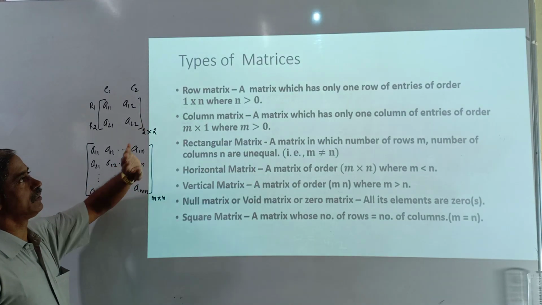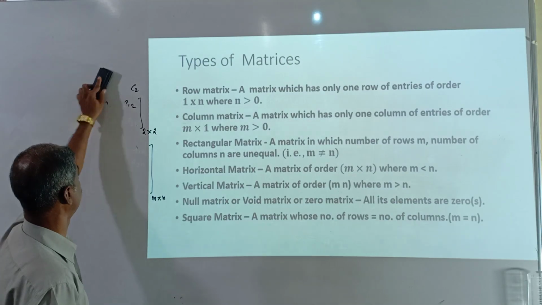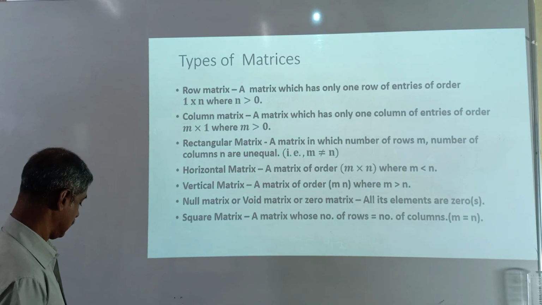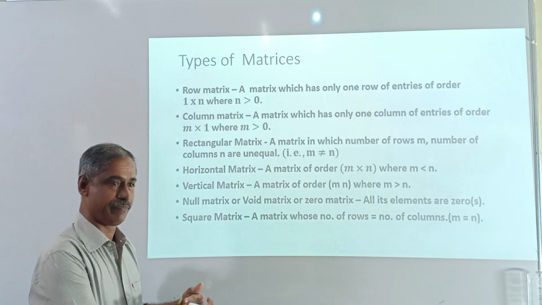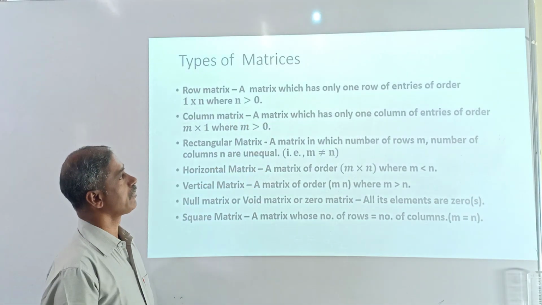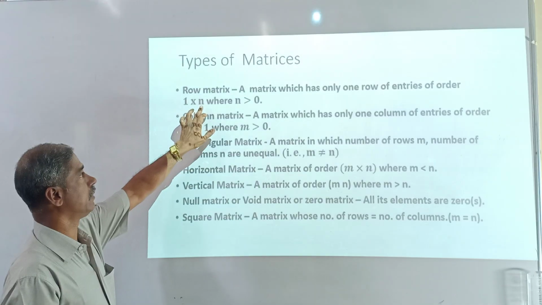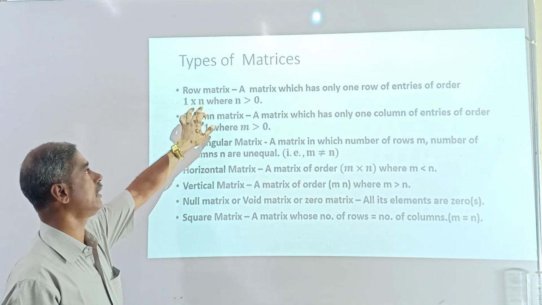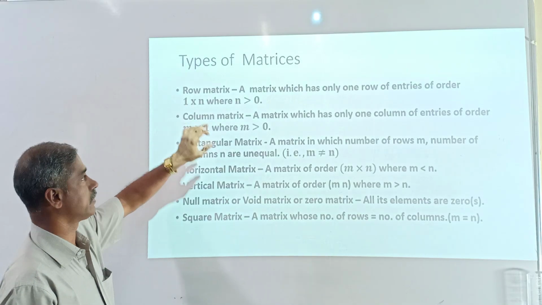Let's speak about the types of matrices. What are the different types of matrices we can consider? We were slightly before speaking about the row matrix. The very name explains that there is only one row involved. A matrix which has only one row of entries is of order 1 by n. The notation indicates there could be any number of columns where the number of rows is only 1. We call this a row matrix.